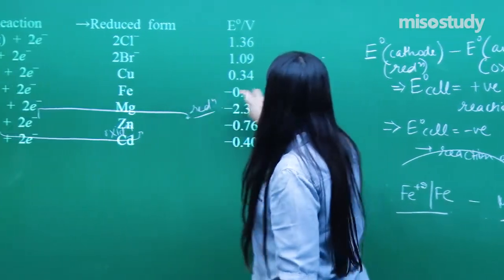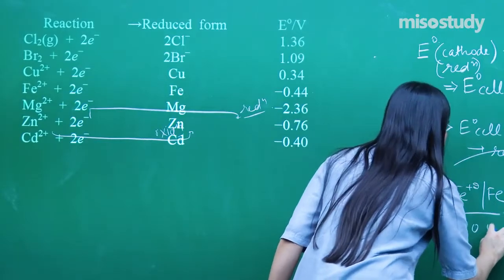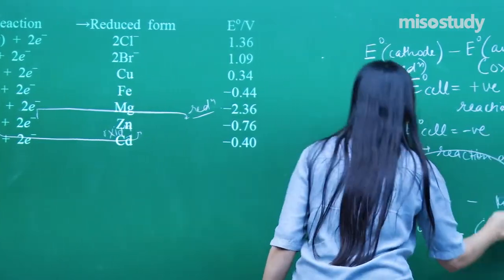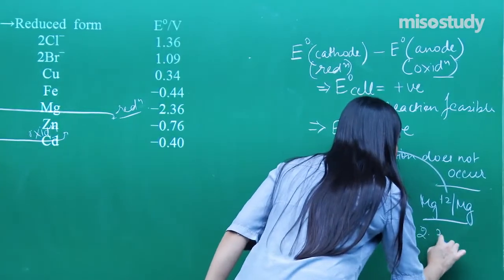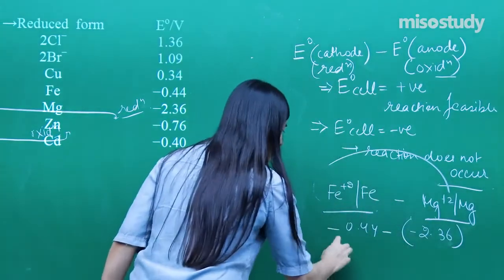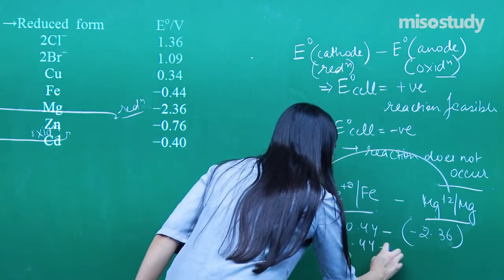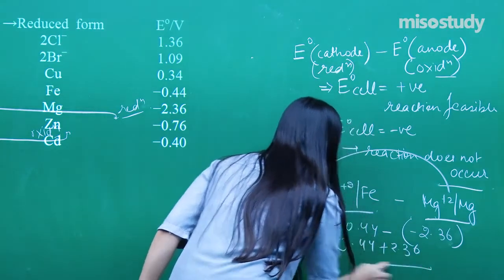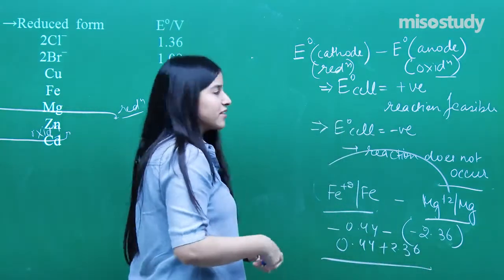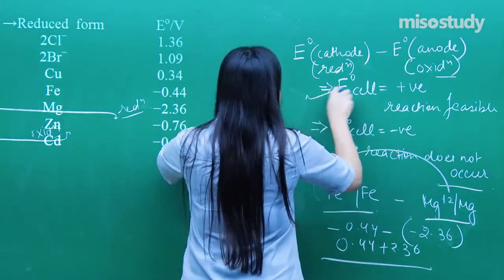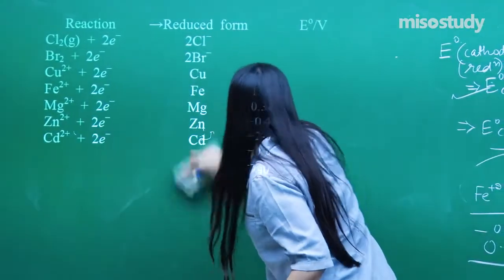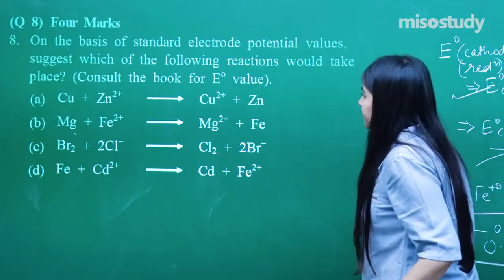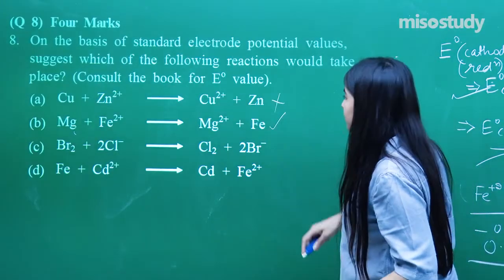Okay, Fe minus 0.44 minus of Mg, it's minus 2.36, minus minus plus, so 0.44 plus 2.36. Very well, the value is coming out to be positive, and yes, this is feasible. So reaction number 2 will be possible. This is possible, this was not possible.